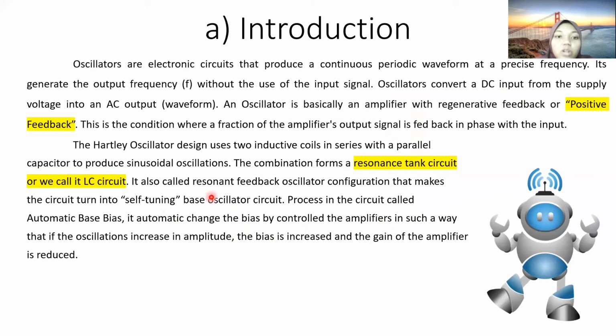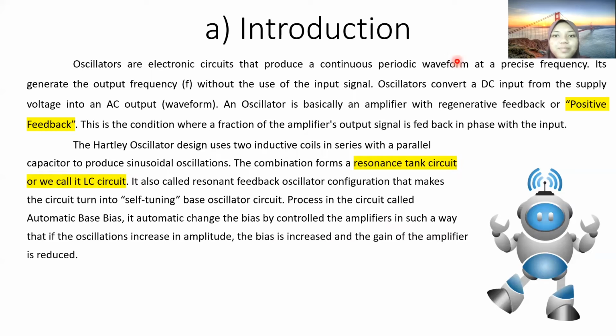It is also called a resonant feedback oscillator conversion that makes the circuit a self-tuning base oscillator circuit. The process in the circuit is called automatic base bias. It automatically changes the bias by controlling the amplifier in such a way that if the oscillations increase in amplitude, the bias is increased and the gain of the amplifier is reduced. So that's all for me, and now we pass it to my group members.